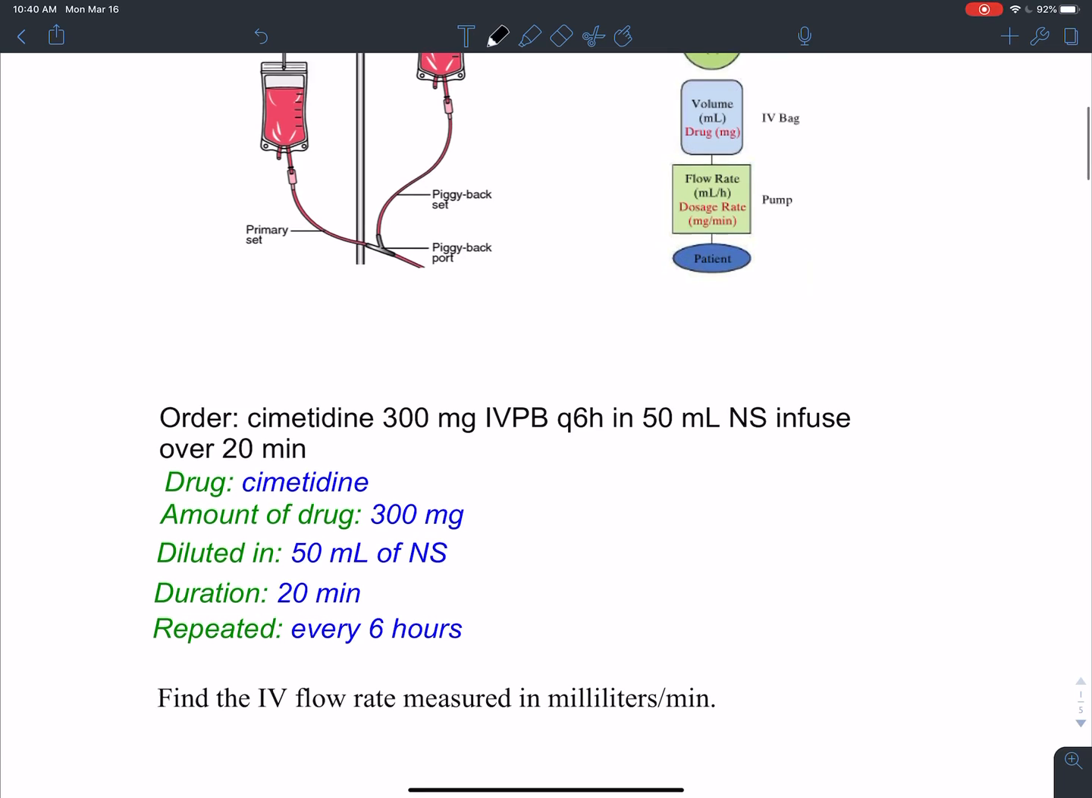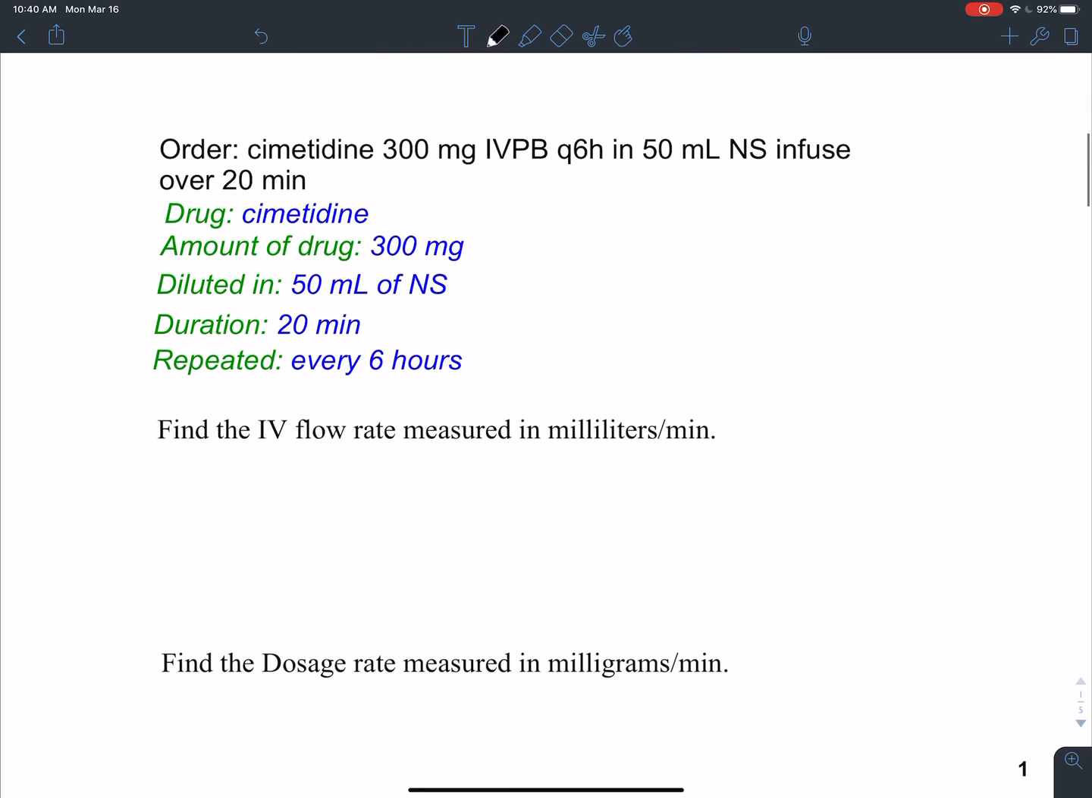Here, they ask us to find the IV flow rate measured in milliliters per minute. So if I look at what's going on, the milliliters is this 50 milliliters. And they're telling me how long the infusion takes, 20 minutes. They did ask for milliliters per minute, so all I have to do is divide. That gives me 2.5 milliliters per minute.